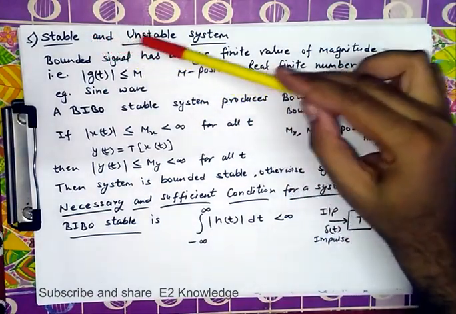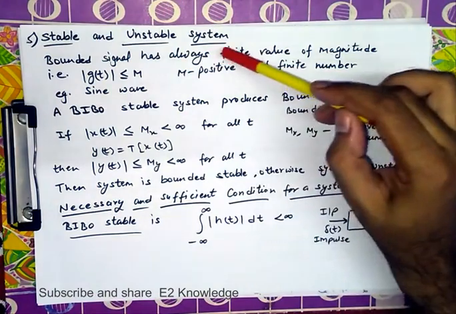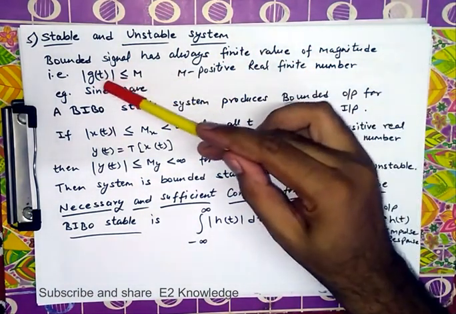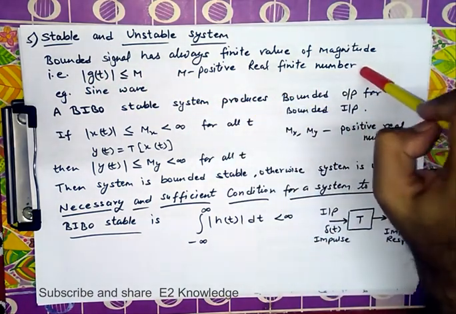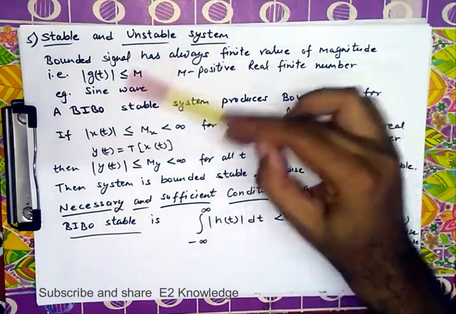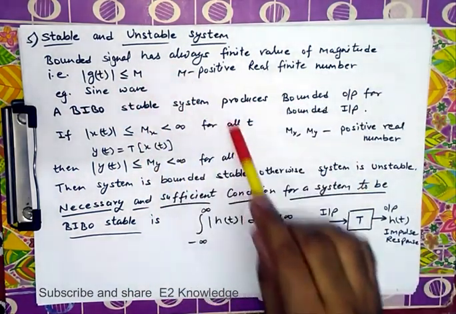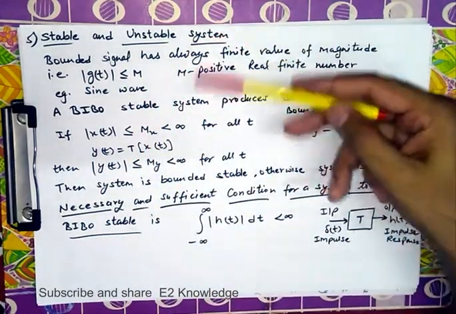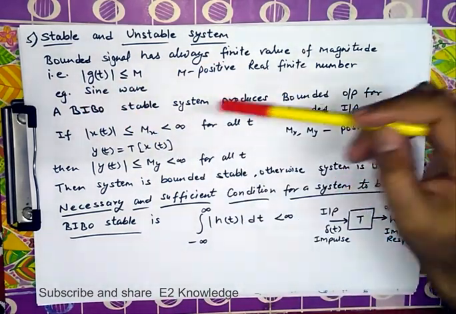Next is stable and unstable systems. A bounded signal always has a finite value of magnitude, that is g(t). Suppose any signal g(t) has magnitude less than or equal to M, where M is some positive real finite number, that is, it is bounded by this M. For example, a sine wave. A sine wave is bounded by an upper and lower level. It will not go beyond that upper and lower level. These are bounded values.